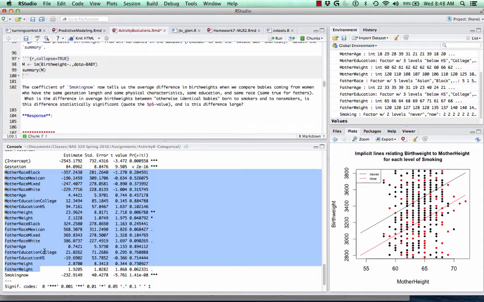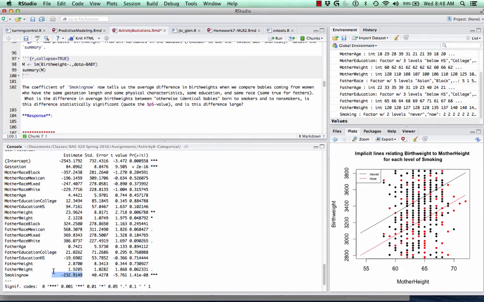So basically, we're comparing babies born to parents that are essentially otherwise identical in terms of educational status, race, physical characteristics. So we're comparing babies as identical as we can make them. The only difference now is whether or not the mother does or doesn't smoke. That's what the coefficient of smoking now is telling us. And what we see is that we still see a pretty big difference in the average birth weights here.